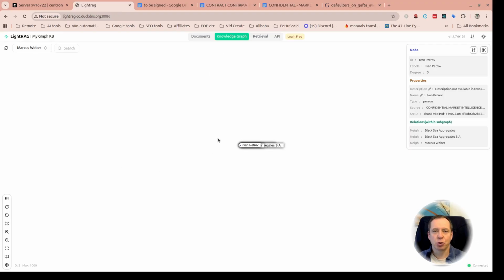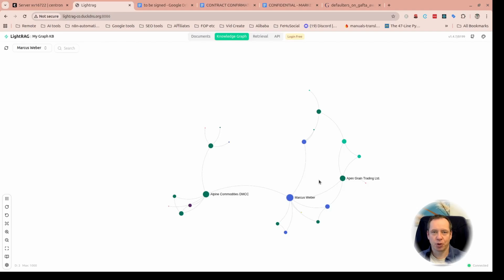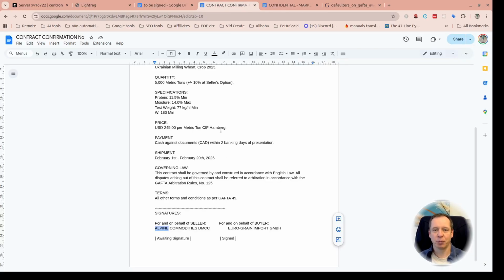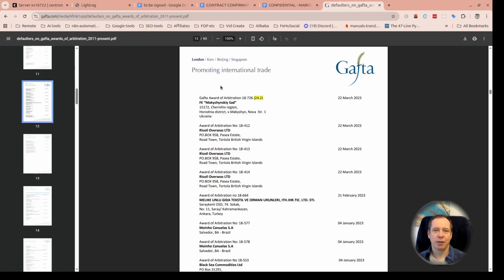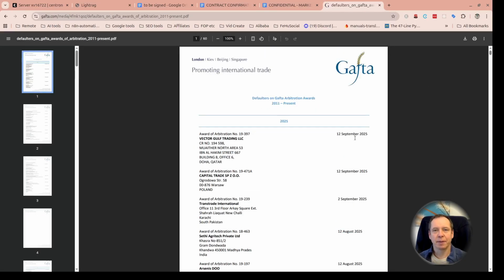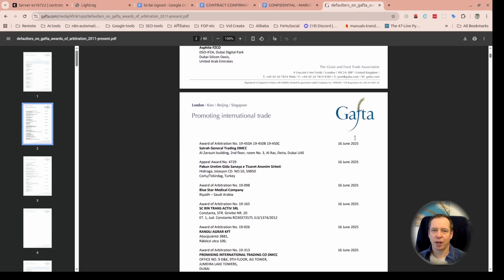This is the future of corporate due diligence. We saved a theoretical $2 million today by finding one signature in a small dataset. But the real world is much bigger. Look at the screen now. This is the actual GAFTA defaulters list. You are seeing 60 pages of arbitration awards, spanning from 2025 back to 2011. Address after address, from Doha to Warsaw to Karachi.